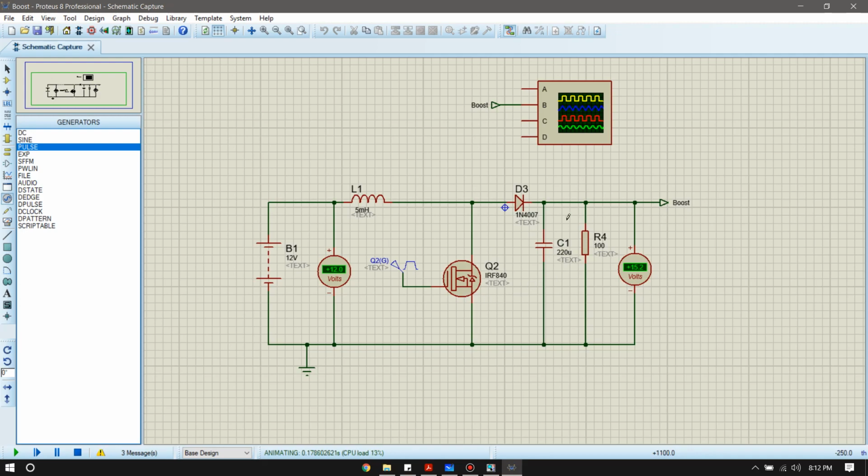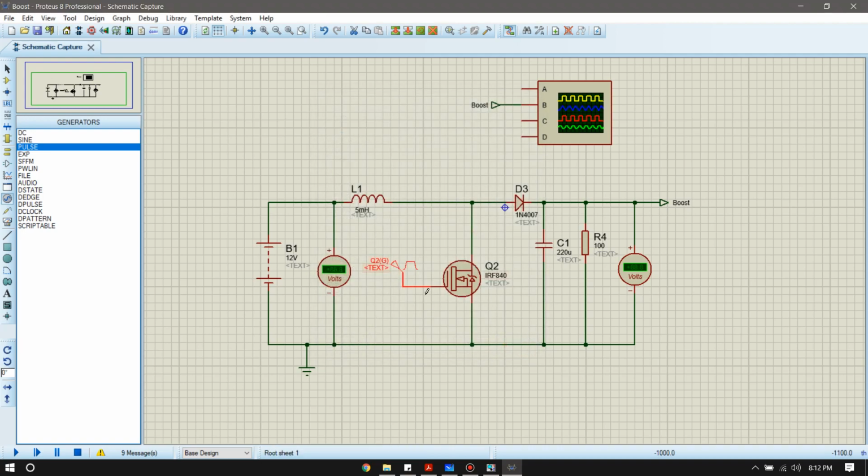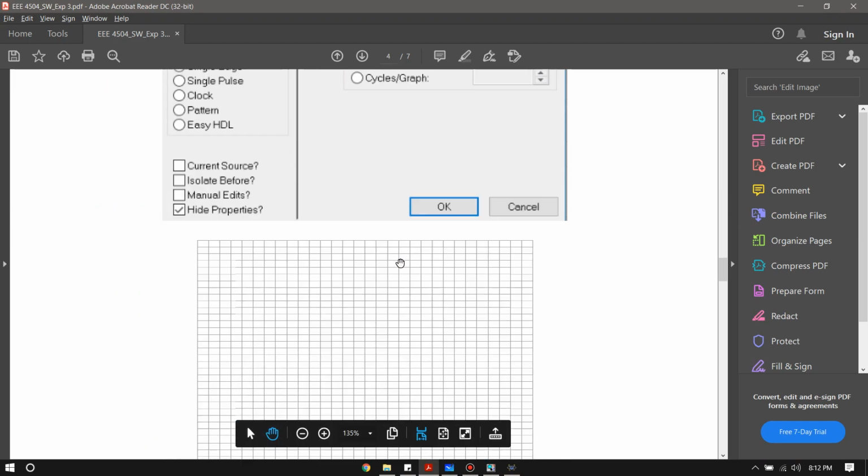So you have to change the duty cycles like this and see what type of output you get for your lab report. Okay, so you can change the value of the pulse width and see what type of output you get. So that was the boost converter, and now let's move on to the buck boost converter.